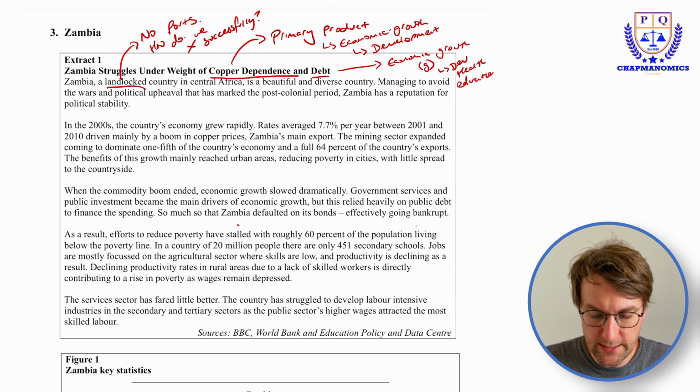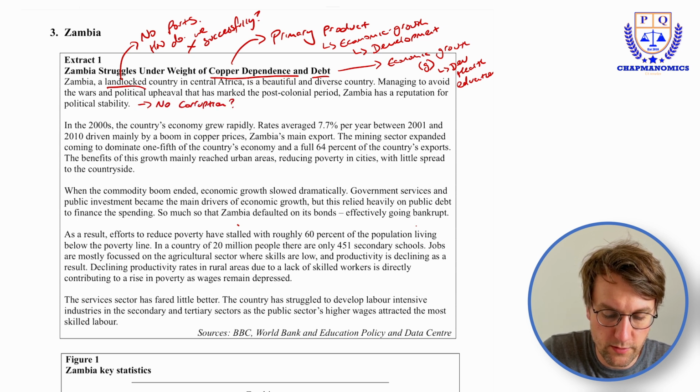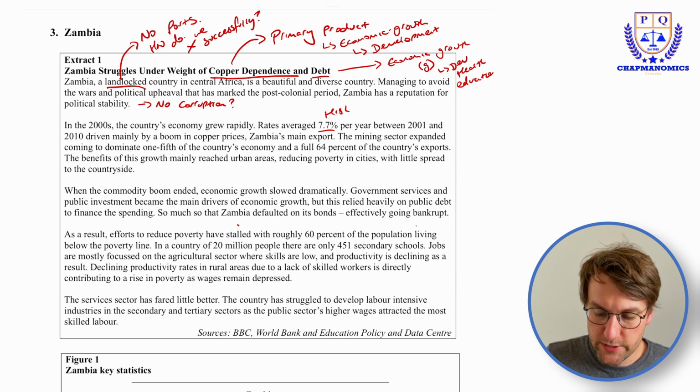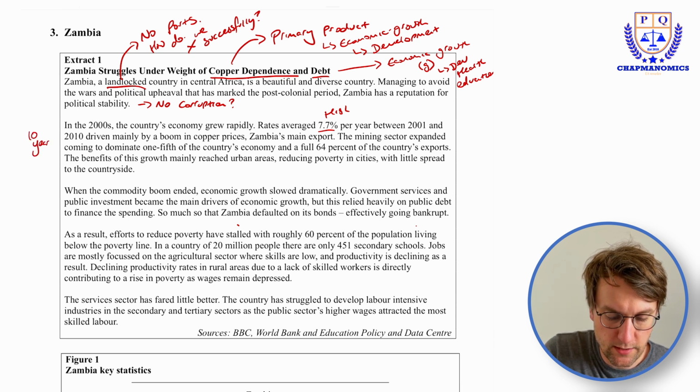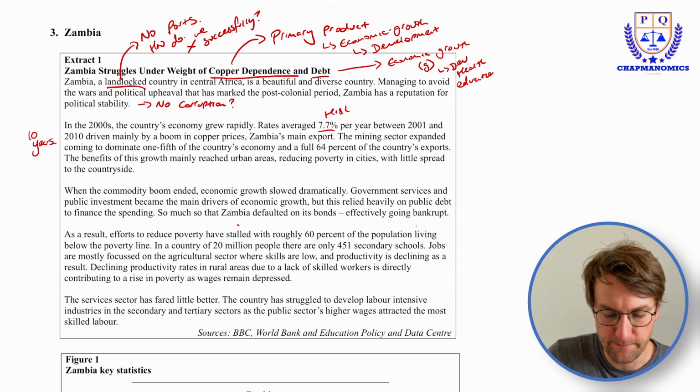Managing to avoid the wars and political upheaval that's marked the post-colonial period, Zambia has a reputation for political stability. Okay, so there's no real corruption here, or very low levels of corruption potentially. We'll see what happens looking forward. In the 2000s, the country's economy grew rapidly. Rates averaged 7.7% per year. That's very high. That's interesting. Between 2001 and 2010, so across 10 years, that's a long time, right? They've been really growing very rapidly. They've been getting a lot more money coming into the economy over the course of that 10 years. Let's see what they've done with it. Mainly driven by a boom in copper prices. Okay, so the economy is focused on copper.